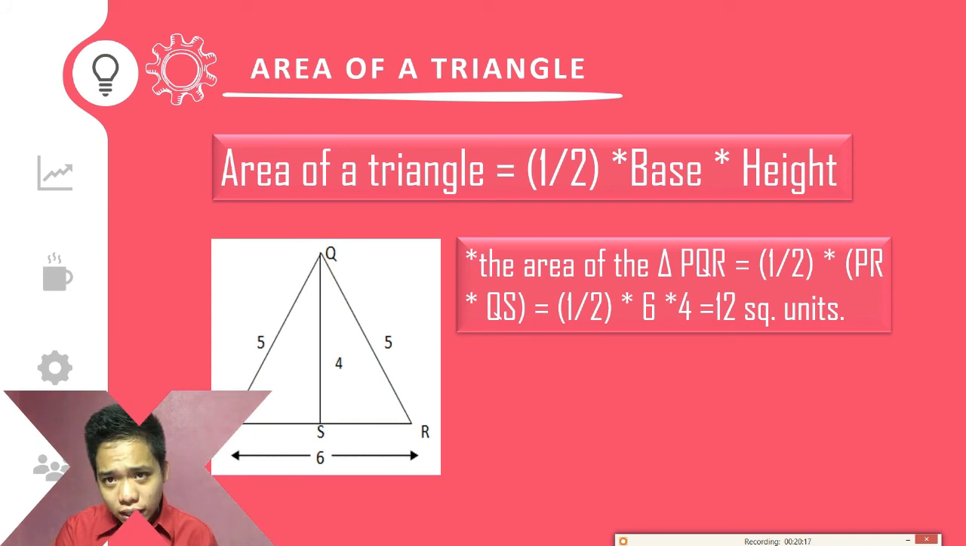And lastly, the area of a triangle. So from elementary, we already know that the formula in getting the area of a triangle is 1/2 times base times height. So in this case, the area of this whole triangle is equal to 1/2 times PR times QS. So PR is 6 times QS is 4, times 1/2. So the area of this triangle will be 12 square units.